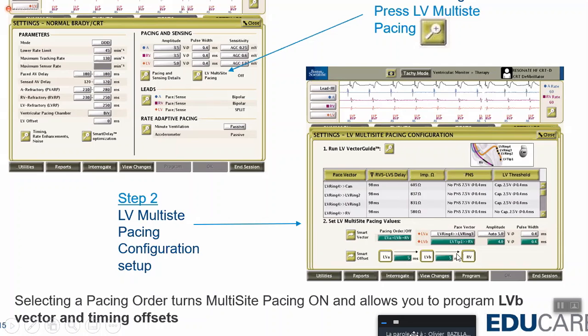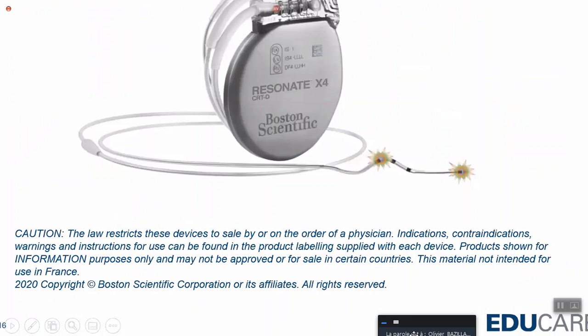If you are familiar with the VV offset timing, the Smart Offset suggested is the sum. Here I see 5. It's probably because the device is willing to suggest a 10 millisecond offset between left and right ventricular pacing. So you see, selecting pacing order will turn multi-site pacing on and will allow you to program the LVB vector and timing offset.